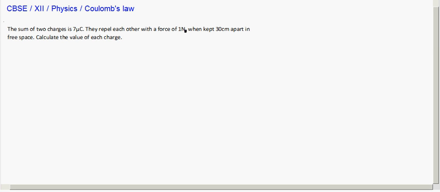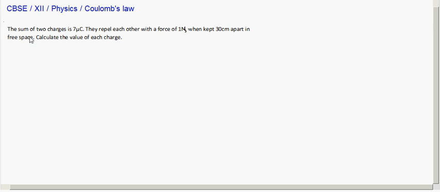When kept 30 centimeter apart in free space. Calculate the value of each charge. So we don't need a full stop here. Actually, it should be a comma. This is Newton, 1 Newton.